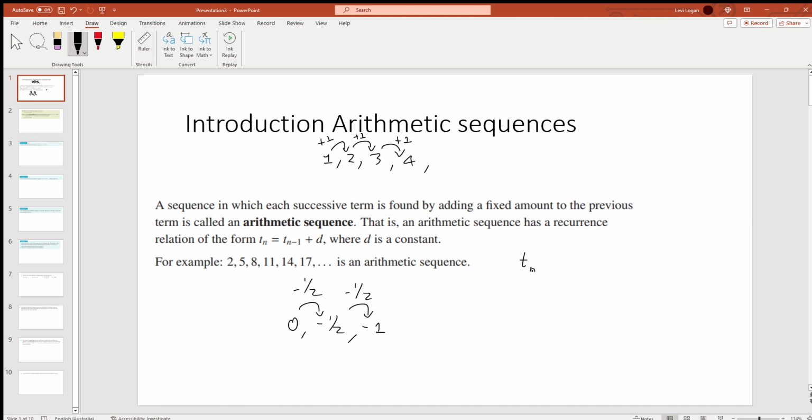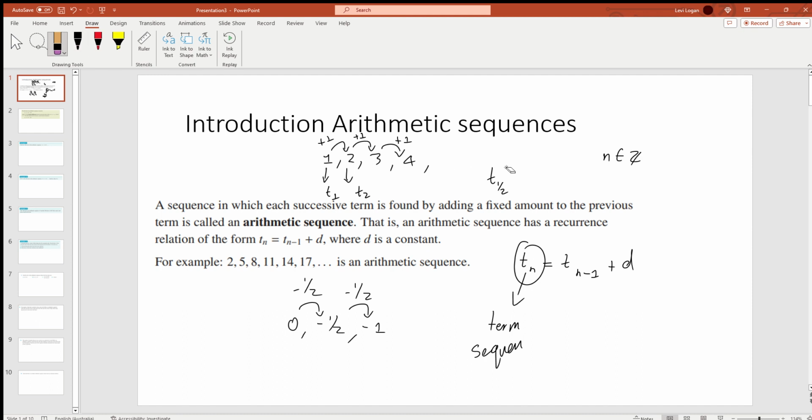t of n equals t of n minus 1 plus d. t of n means a term in the sequence. For example, this I could call my first term, so this would be t of 1, and I'll call this my second term, t of 2. So t of n is a general expression. n has to be an integer, because you can't have t of a half. You can't have half a term. Otherwise it would be a different sequence.